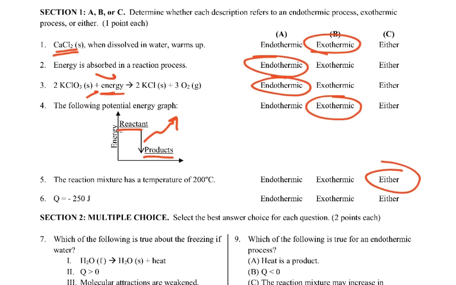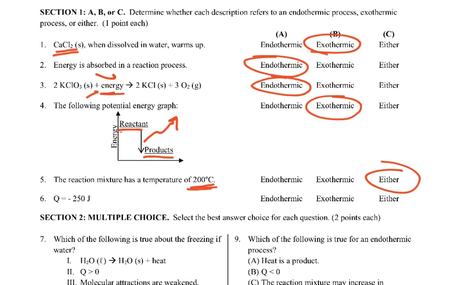The reaction mixture has a temperature of 200. That is the one that's either, because, is it going up? Is it going down? Is it absorbing heat? We have no idea. We're just saying it happens to be at 200. So we're interested in what's the flow of heat. And just at 200, you can't tell.